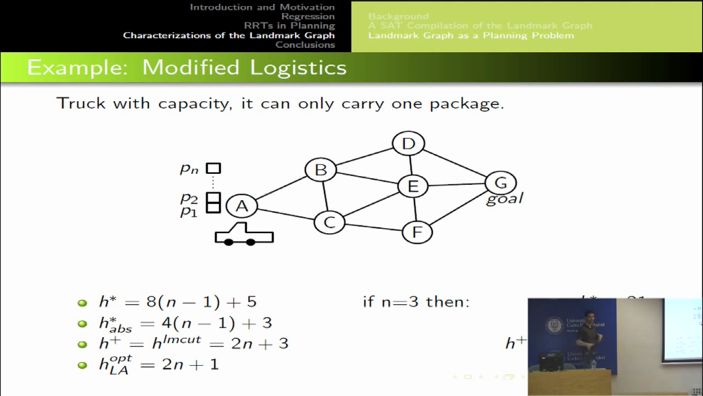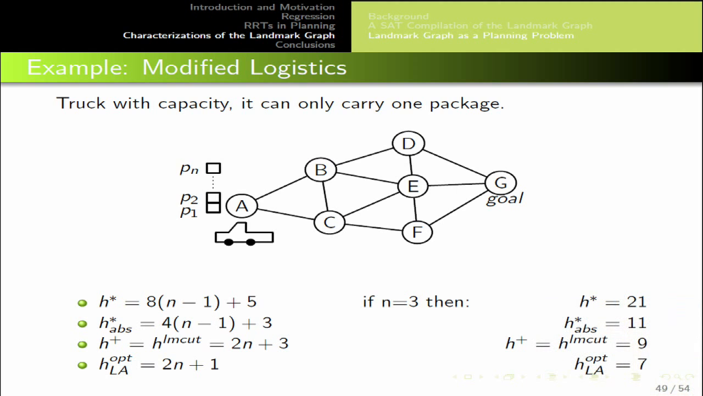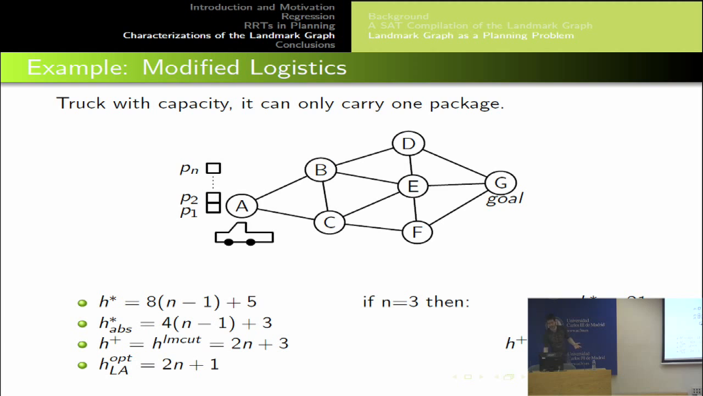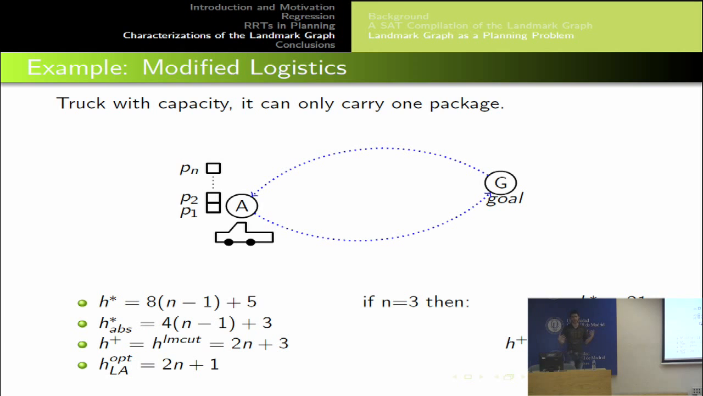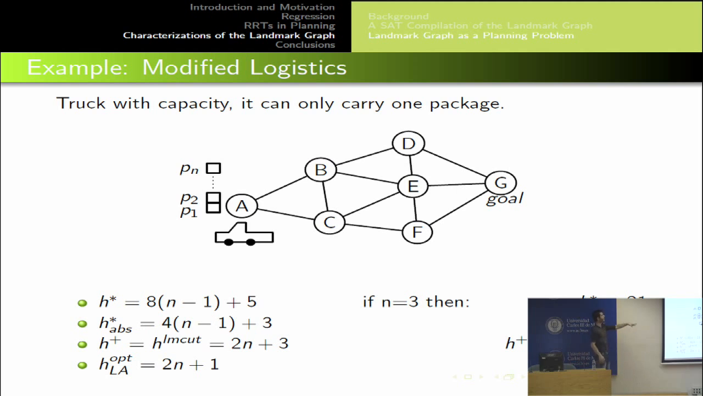So if you want to know what these kinds of abstractions look like, this is the problem I presented before, just with a small constraint that the truck can only carry one package at the same time. And by using this domain-independent method, we get an abstraction that looks like this, right? So in this problem, for example, the truck at A is a landmark. The truck at G is a landmark too, because you've got to get the truck to G before you can unload the packages, right? The packages in the truck are landmarks too.